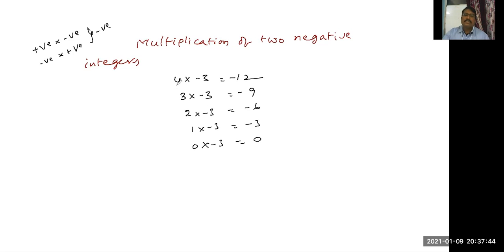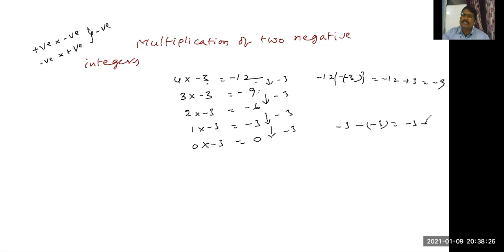Observe this. The multiplier is decreasing by 1 each time. How much is the product changing? The constant here is minus 3. So minus 12 minus of minus 3 means minus 12 plus 3, which is minus 9. So it is decreased by minus 3 each time. Minus 3 minus of minus 3 means minus 3 plus 3, that is equal to 0.